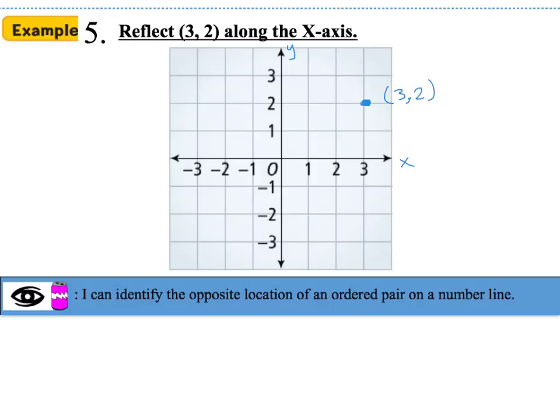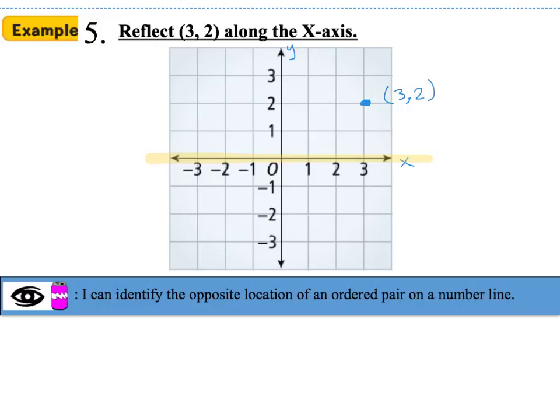Now the second part of the problem is asking us to reflect along the x-axis. So what I'm going to do is pretend like the x-axis, I'm going to highlight it, is a mirror. So the blue point is going to be looking at the yellow mirror. And then we're going to ask ourselves, how many spaces is the blue point away from the x-axis? Well, here it is. Here's 1, 2.